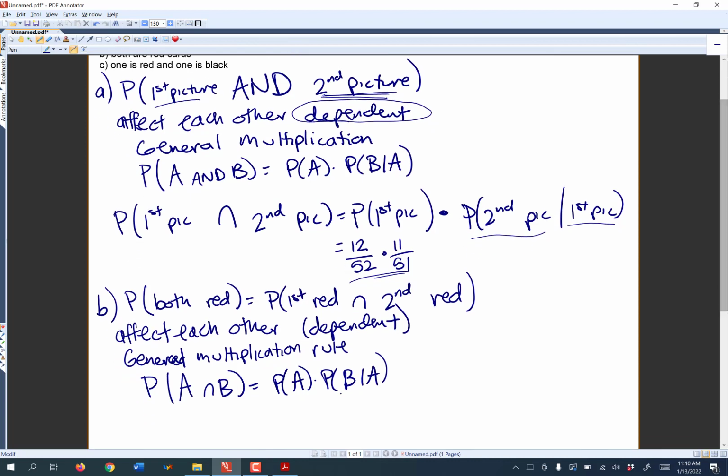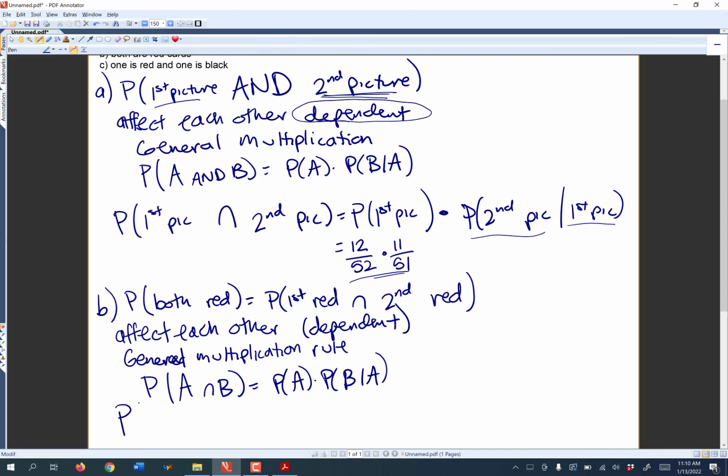So this is our general form that works for every situation. But if A and B happen to be independent, then A doesn't affect B. So this would just simplify to the probability of B, and you wouldn't have to worry about the given A, because knowing that A happened doesn't change the probability of B. So that rule simplifies. But if you can't remember them, just use the general multiplication rule every time.